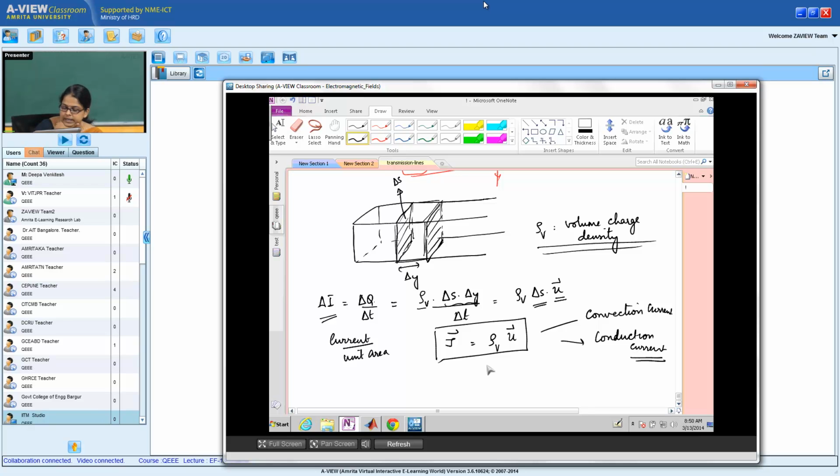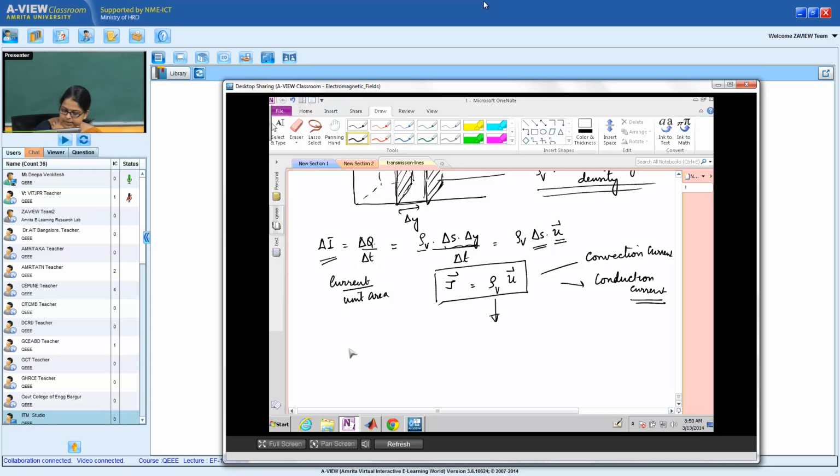Of course, for conduction current, you can specifically find out what the charge density is. Let's say there are n electrons per unit volume, each with a charge e. Then the force experienced by the charge is minus e E, if E is the electric field, right?